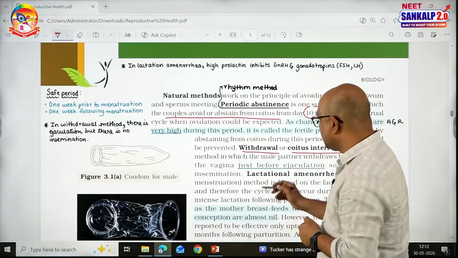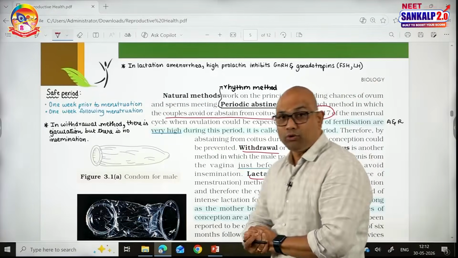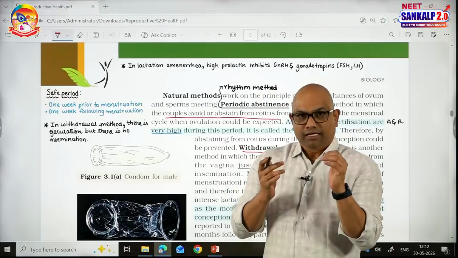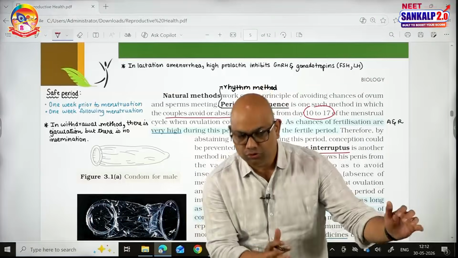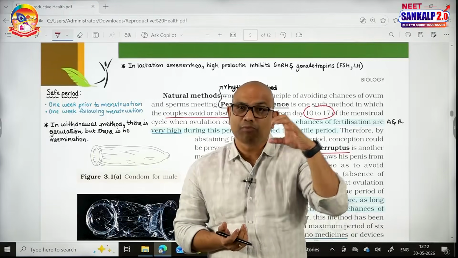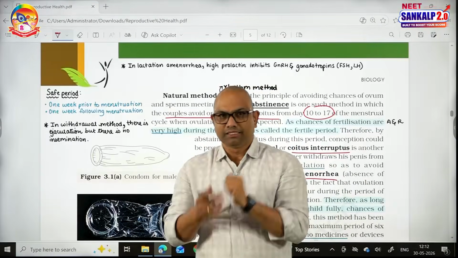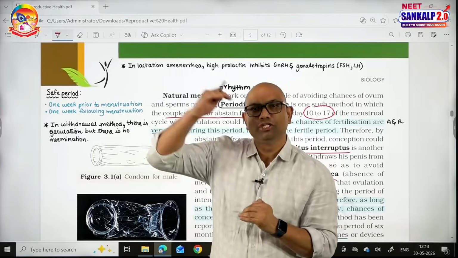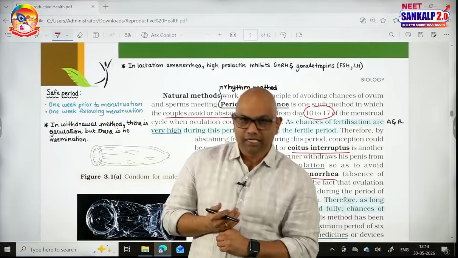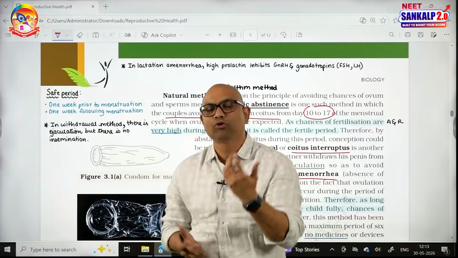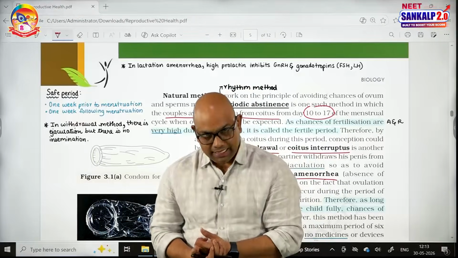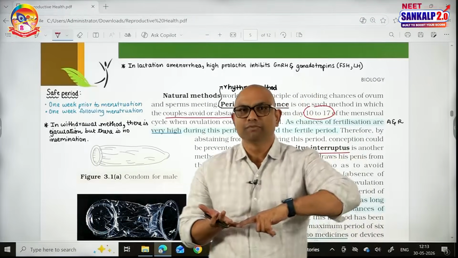And the third natural method is lactational amenorrhea. Amenorrhea means absence of menstruation. What is lactational amenorrhea? Listen carefully. In intensely breastfeeding females after parturition, there are high levels of prolactin hormone in the blood. This high prolactin can inhibit the release of GnRH, gonadotropin releasing hormone. When GnRH is inhibited, that inhibits the further release of FSH and LH, gonadotropins. And without gonadotropins, there is no follicular growth, there is no ovulation. That means in lactational amenorrhea, ovulation is prevented.